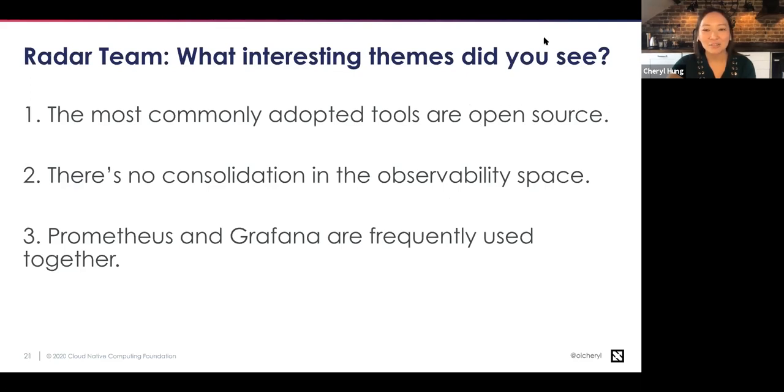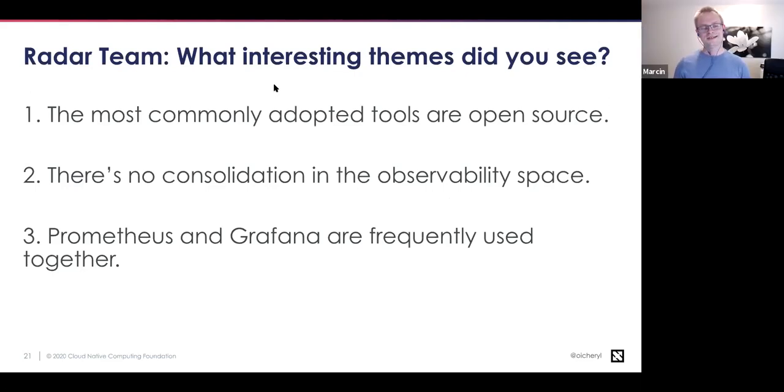Okay, third theme: Prometheus and Grafana are frequently used together. Again, I thought, well, maybe this is obvious, but Marcin, maybe you want to tell us why this is interesting. It is not surprising, but it is also surprising that so many organizations are deploying this essentially as a bundle. And when we ran our own Prometheus with Grafana, any tutorial or guide that you would Google for answers, they both come hand in hand. If you're deploying Prometheus, you're essentially going with Grafana. Sometimes there is a mention of Graphite, but those two come together as a bundle.